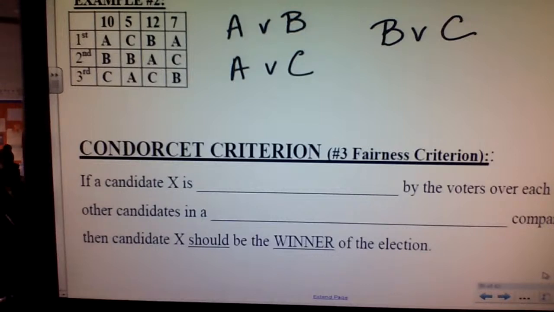The only way for you to ever have a tie is if the total amount of voters is an even number. Okay. So if your total voters for this instance is 34, you can have a tie because it can be split evenly.